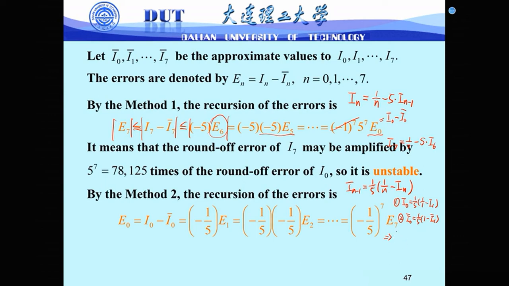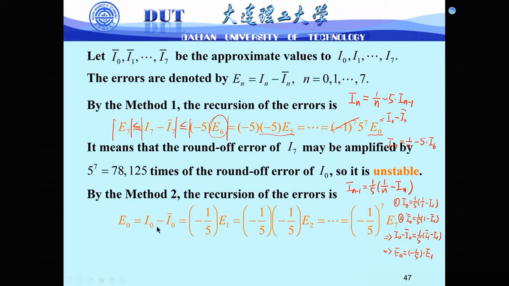So I0 minus I0 bar, the left side, the difference equals the common term 1 over 5 multiply, now you see, it is I1 bar minus I1, because of minus minus. So E0 equals, here we change the sign, so it is negative 1 over 5 multiply I1 minus I1 bar, so it is just E1. It's okay for you? So now you see, the factor here is 1 over 5, but the factor before was 5, of course negative 5, and here negative 1 over 5. Next is similar. Again multiply 1 over 5, negative.